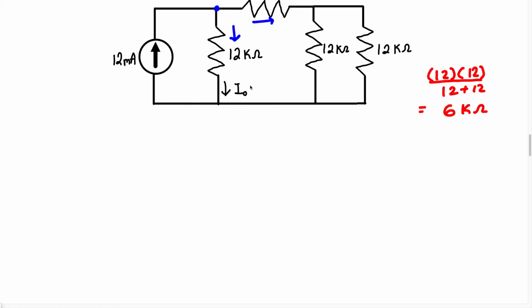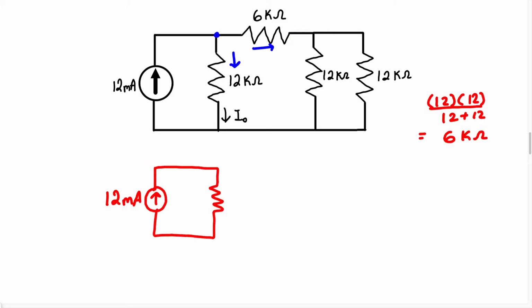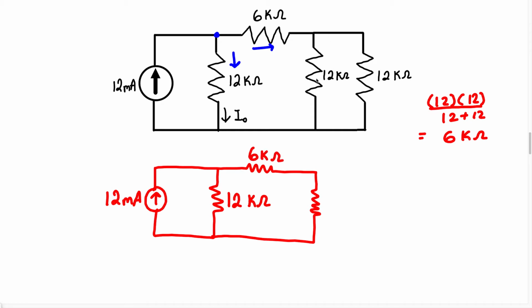So when I redraw this circuit now, I'm going to have something that looks like this. This is 12 kilo ohm. We're going to have a 6K up here. And we know we're going to have a single resistor, which is going to be 6K. So you have 6K ohm. And from this parallel combination, we're also going to have 6K here.